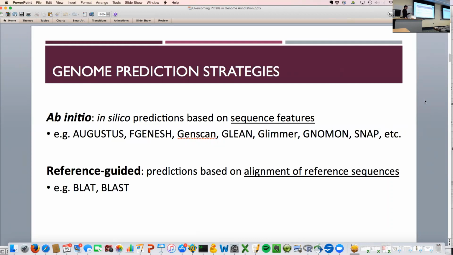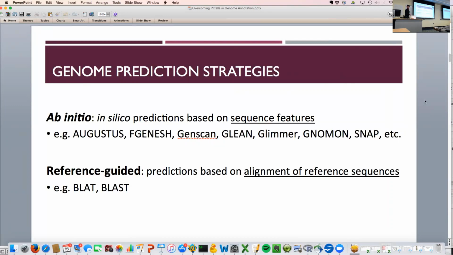And then the other is reference guided. This is also using annotations from something like zebrafinch or chicken, but here you're not using a trained algorithm. Here you're actually aligning the sequence using one of these aligning algorithms to the genome directly.